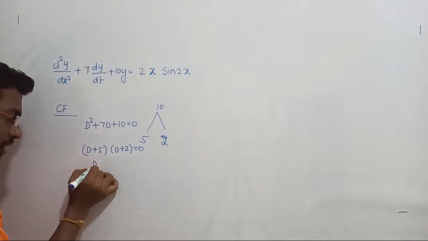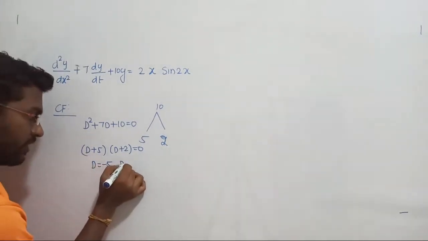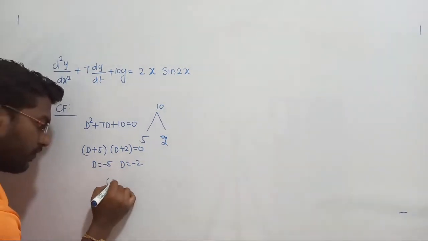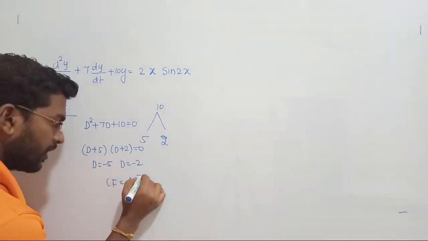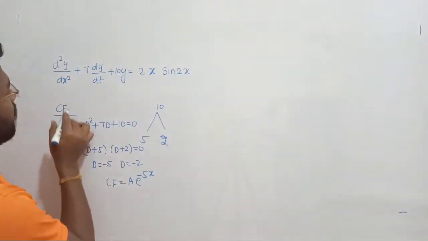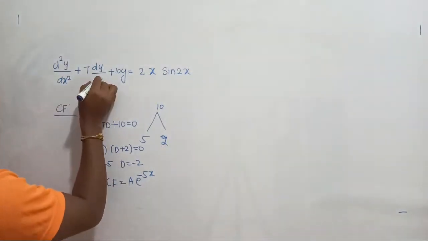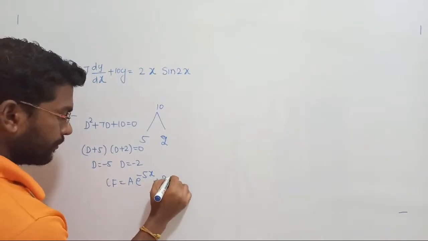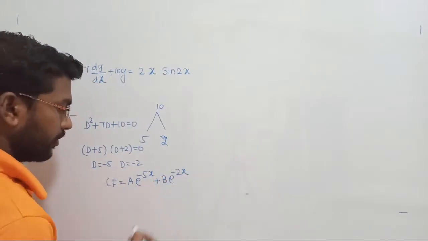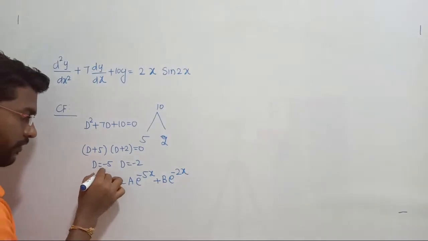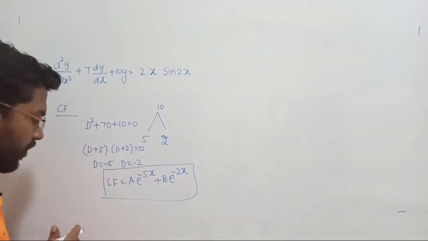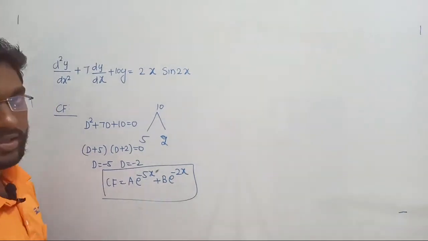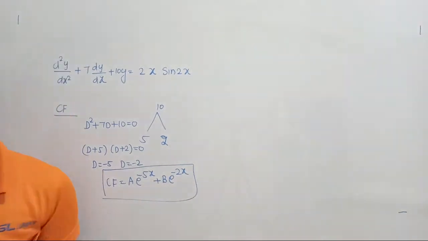So the answer is what? d is equal to -5, d is equal to -2. What is the solution for this? Complementary function for this function can be written as a e power minus 5 times of, which is your independent variable. இங்க பாருங்க நான் என்ன பண்ணிட்டு இருக்கேன், x is the independent variable, right? Plus b into e power minus 2x, okay? Fine. So we got complementary function. See, obtaining complementary function is not a big deal for me, but we should travel along with the particular integration. Let's start our journey with the particular integration.